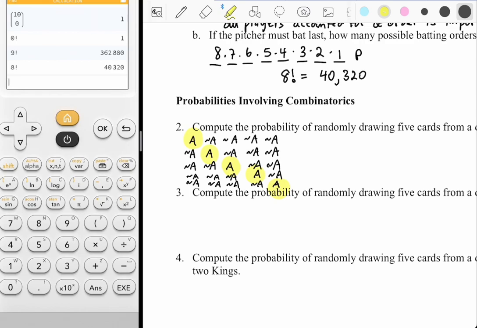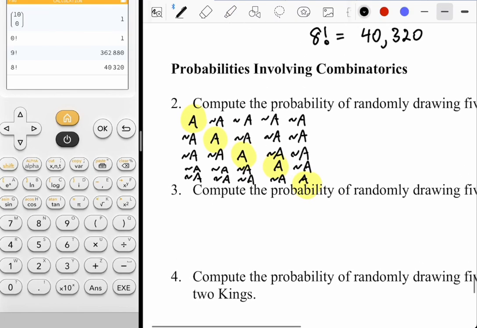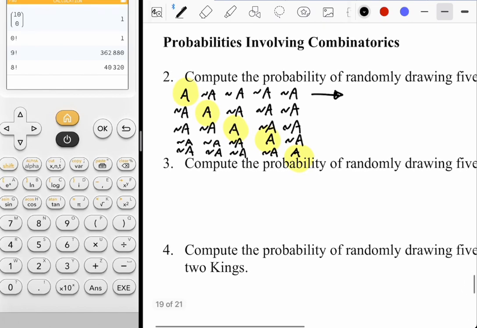All right, so in each instance here, we're looking at getting 4 cards that are not aces and 1 card that is an ace. All right, so for the probability, I would say, and I'll just look at the first instance, the first card is an ace. You have a 4 in 52 chance of getting that card. The second, third, fourth, and fifth cards are not aces.